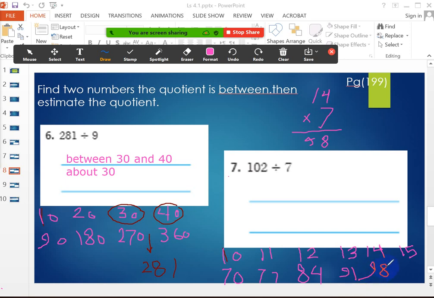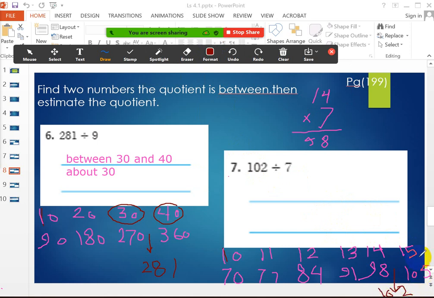Now 7 multiply 15. Look, the multiple is still less than 102, so I have to multiply 7 with 15. So the answer will be what? 105. You can do it, girls, on white paper. So look, the multiple is greater than 102, so I have to stop here. And 102 is between those two numbers.